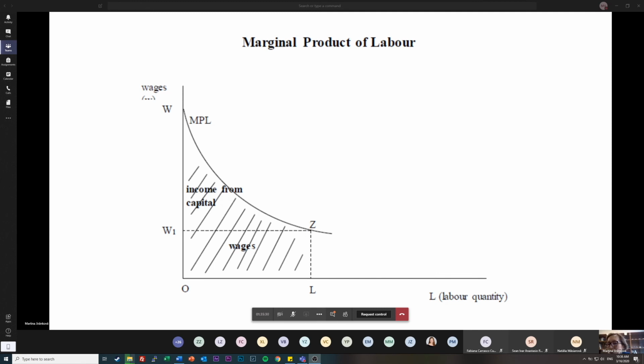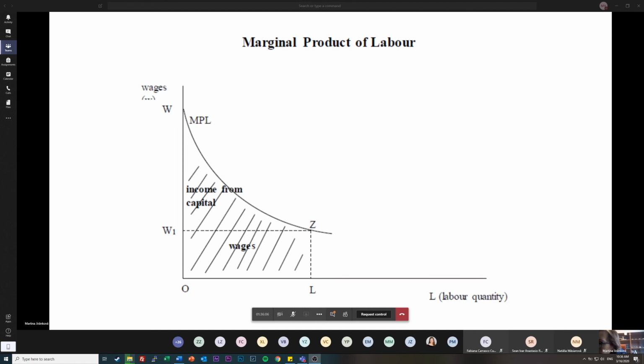So the first point I would like to understand: there is still no migration. This is just one economy. MPL is the marginal product of labor. And this is the curve, the decreasing curve. This is the marginal product of labor. And you can see the point Z.